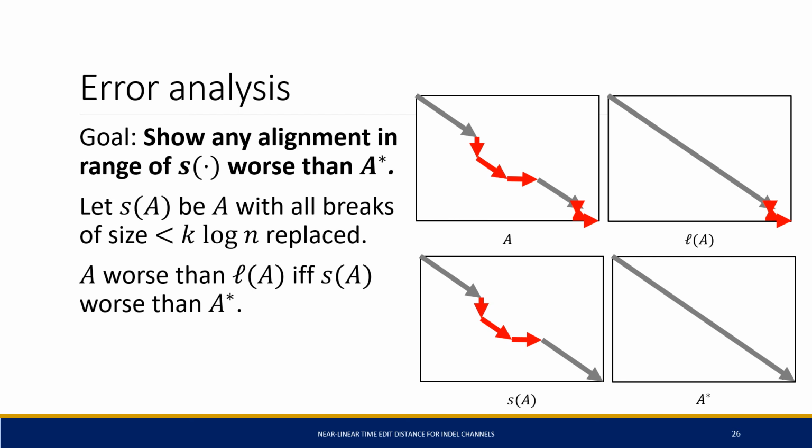L of A with an identical goal, which is to show any alignment in the range of S is worse than A star. The reason this is nice is that the range of S is much tinier than the set of all alignments. So hopefully now I can make this union bound argument work.